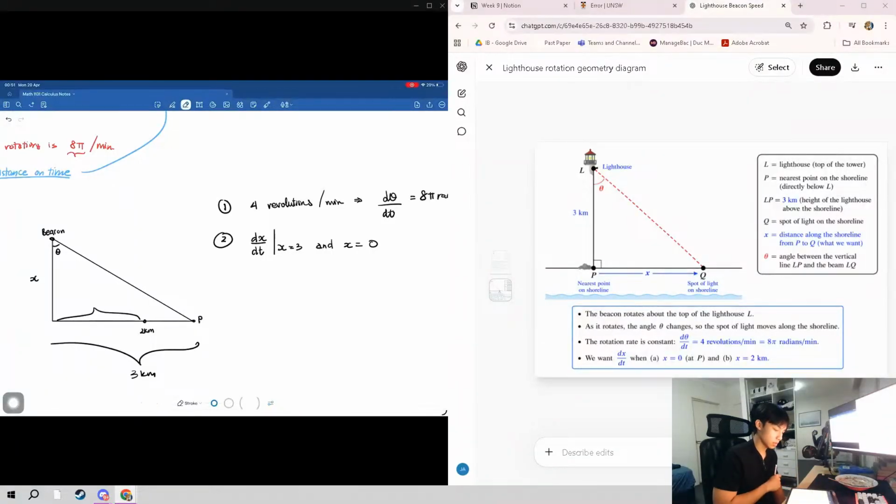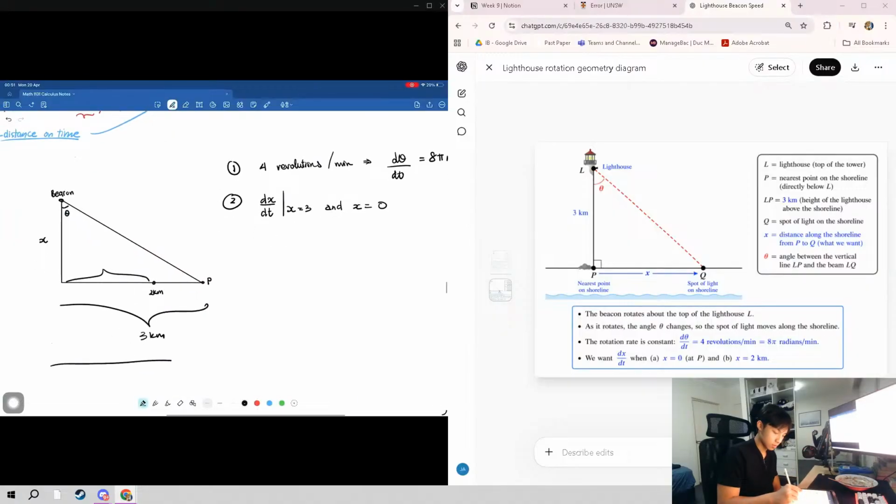I want to find x here. What could we say about the beam of light? This would be the beam of light. The angle between the vertical line at P and the beam at Q. Yeah, that's weird.